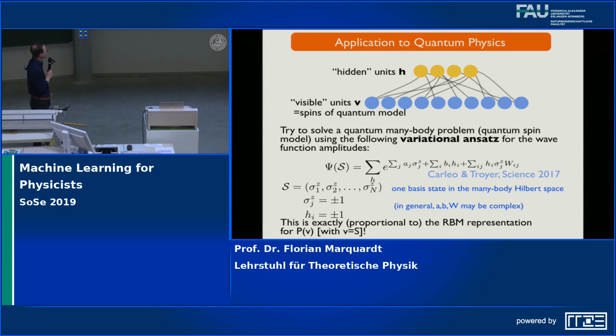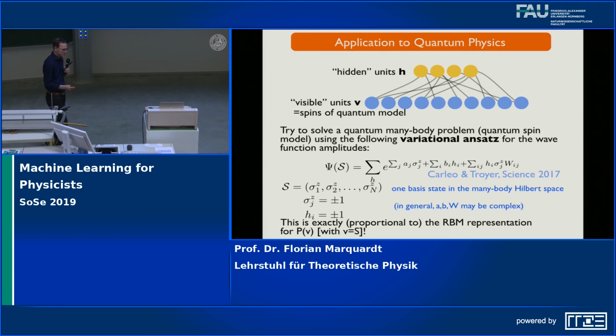So now I just want to briefly mention how this is applied in modern quantum physics. This will be even more advanced at this stage, but maybe you're interested at least in the fact that it can be done. In quantum physics, usually we cannot solve problems exactly, especially when it comes to quantum many-body physics. For example, if I have a spin model in quantum mechanics, the Hilbert space grows exponentially. I would have to diagonalize an exponentially large matrix to get the ground state.